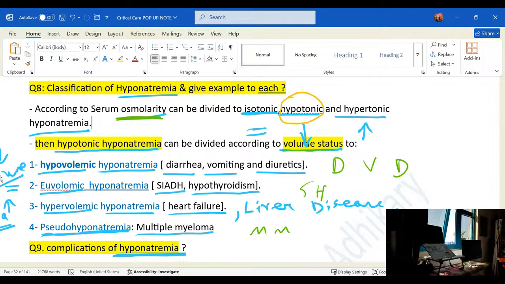Hypovolemic hyponatremia: diarrhea, vomiting, and diuretics. Euvolemic hyponatremia: SIADH and hypothyroidism. Hypervolemic hyponatremia: heart failure, liver disease. Pseudohyponatremia: multiple myeloma.